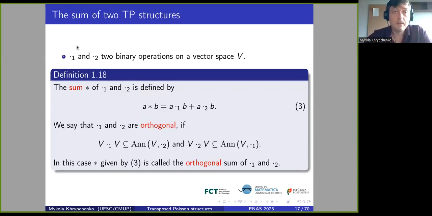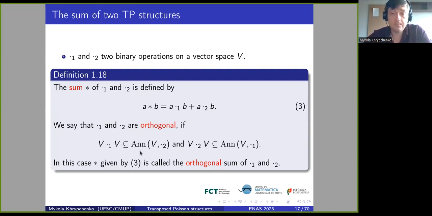Now, when you know several TP structures, you can sum them. More generally, the sum of two binary operations is the new operation whose result is just the sum of the two operations, as written here. Of course, the sum of two associative operations need not be associative, but it is associative if the two operations annihilate each other. In this situation, I call them orthogonal.